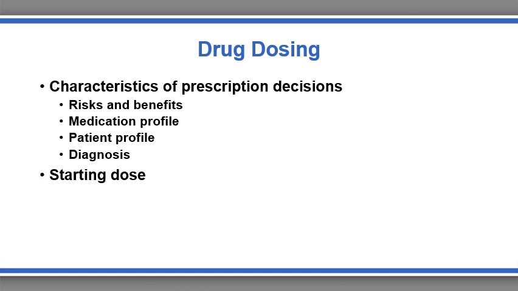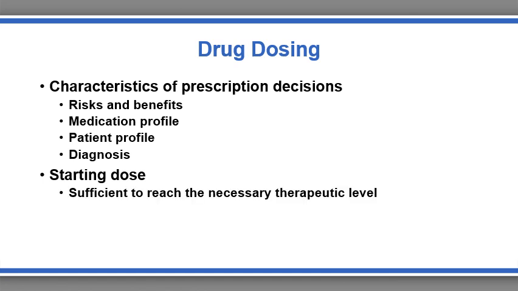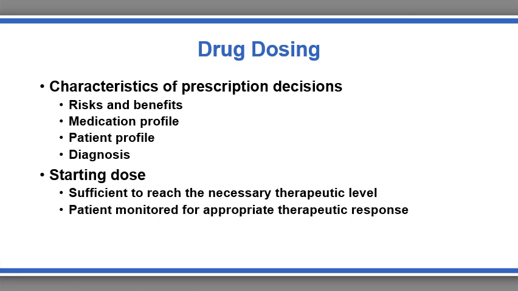Many times you have just what's called a starting dose. With many types of drugs, it tends to be a lower dose. Many times people do start on a lower dose of a medication, and basically we're just looking to reach a therapeutic level while trying to minimize any potential negative effects. And then essentially the patient is going to be monitored to make sure that they're getting a therapeutic response, because if they're not getting a therapeutic response, then the dose may have to be adjusted.